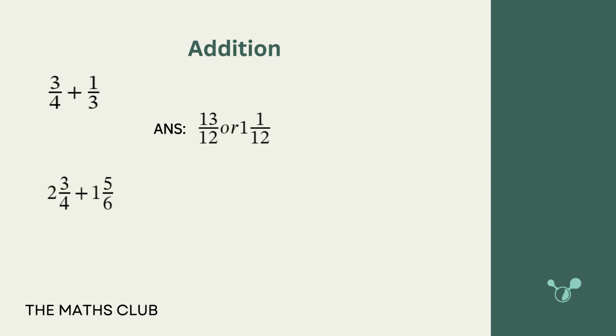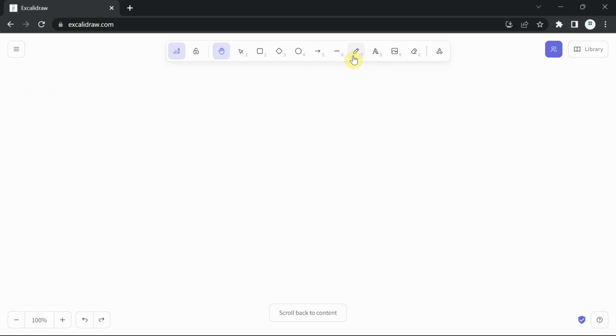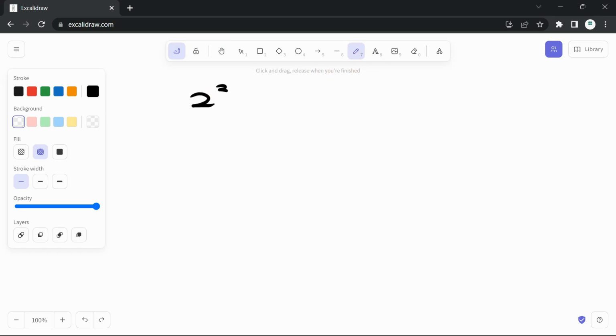We have 2 whole number 3 over 4, plus 1 whole number 5 over 6. To easily solve this question, we need to convert it to improper fraction format. So how did we say we were going to do that in the previous video? We said 4 times 2 is 8, and 8 plus 3 is 11. So this will be 11 over 4, plus 6 times 1 is 6, and 6 plus 5 is 11. So that will be 11 over 6.